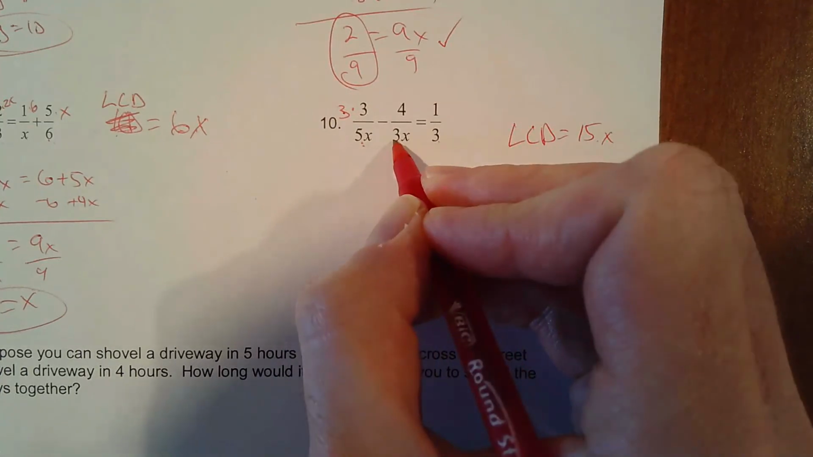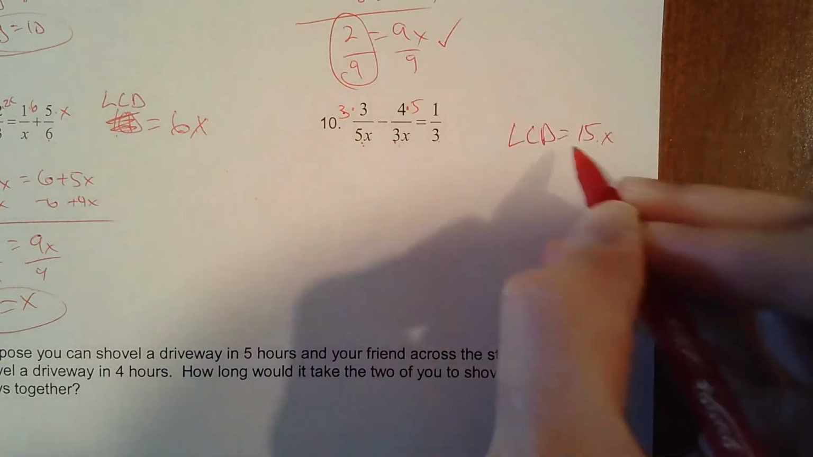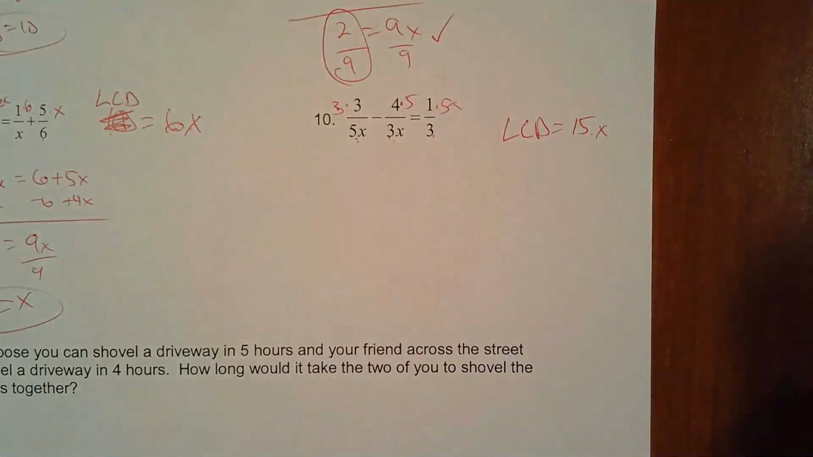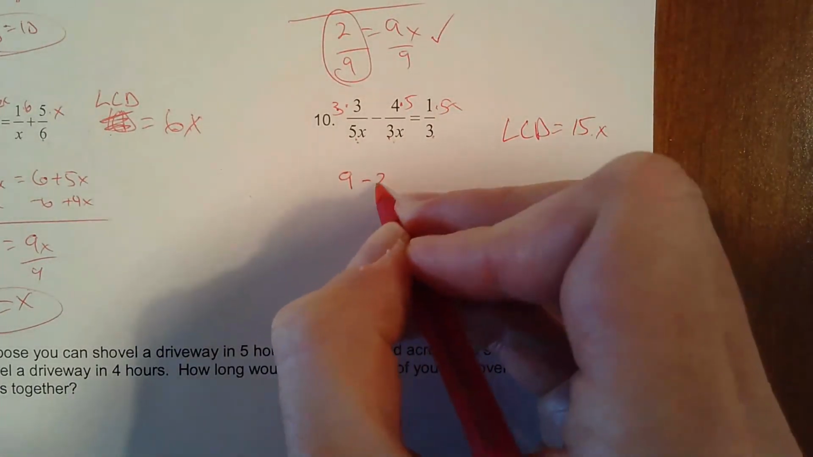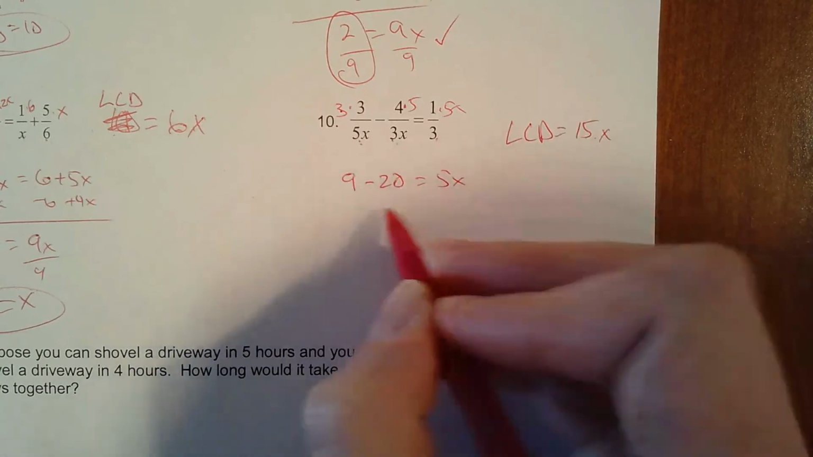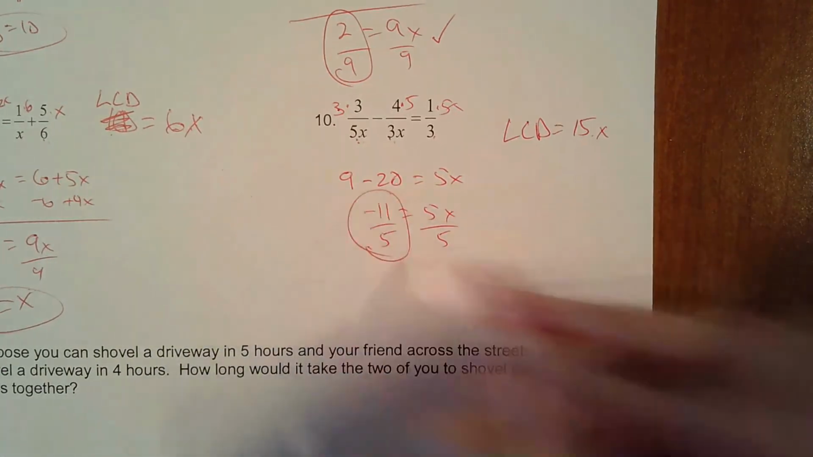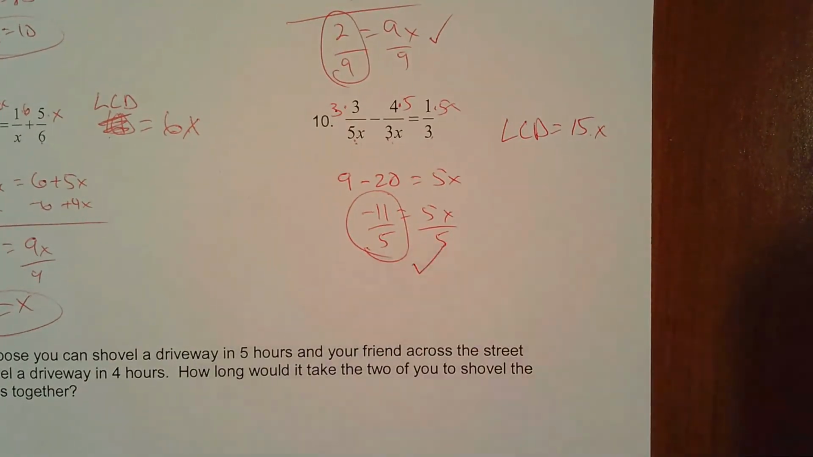Here, 15x divided by 3x would be a 5, and then 15x divided by 3 would be a 5x that I'm multiplying by. So I'd get 9 minus 20 equals 5x. So negative 11/5. Again, I did check it. I plugged it back in at the calculator and just looked at the decimals, to make sure the decimals are equal.